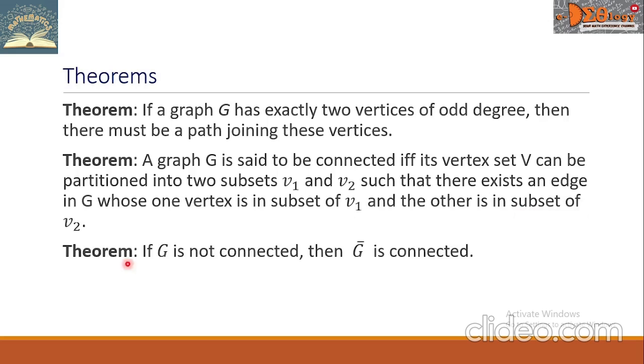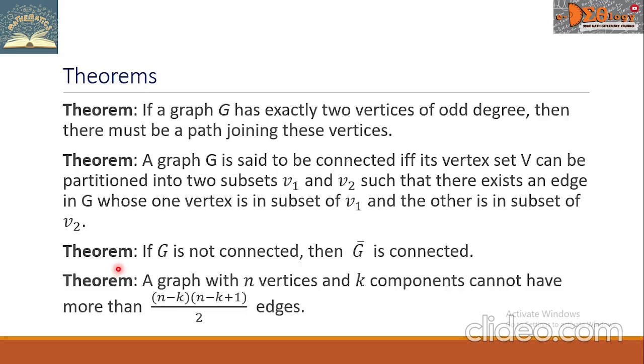Next theorem. If graph G is not connected, then the complement of G is connected. Next theorem. A graph with n vertices and k components cannot have more than this number of edges. The formula is (n minus k) multiplied by (n minus k plus 1) all over 2.